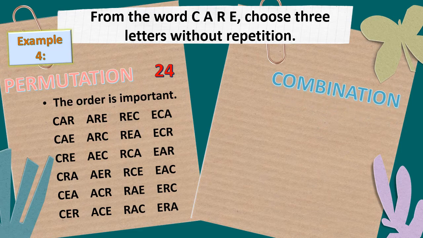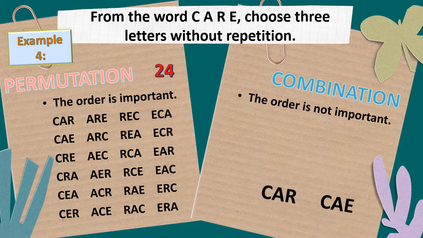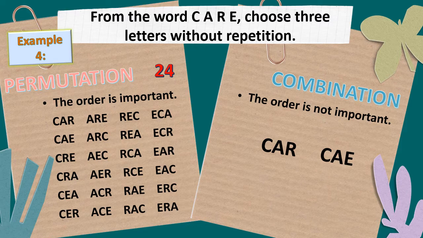In combination, the order here is not important. The results are CAR, CAE, CRE, and ARE. There are 4 out of 24 selections. Since the order does not matter in combinations, there are fewer combinations than permutations. The combinations are a subset of the permutations. Let's look at this example using the formula.